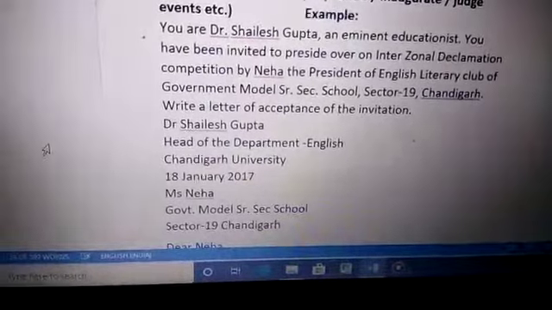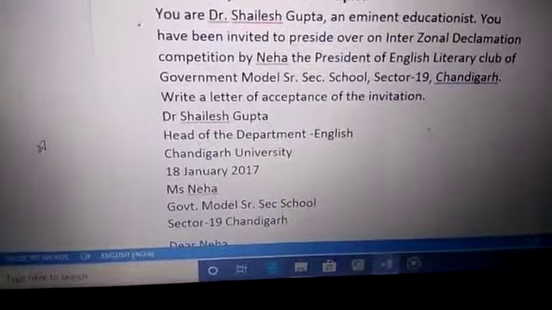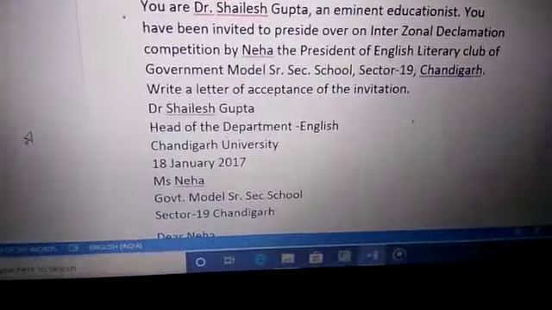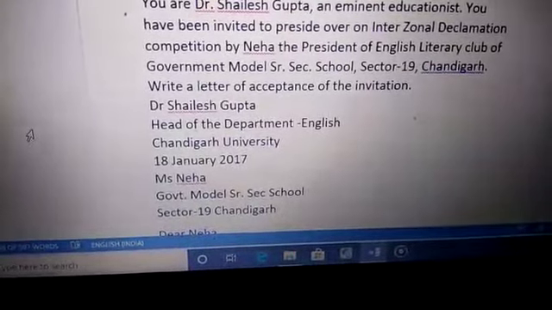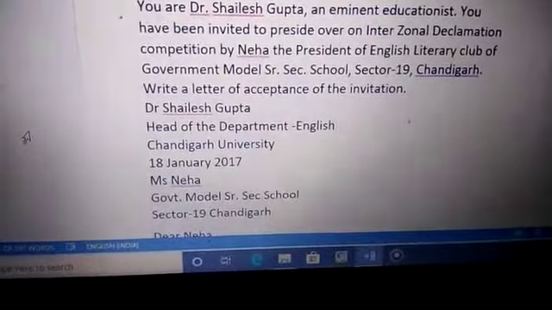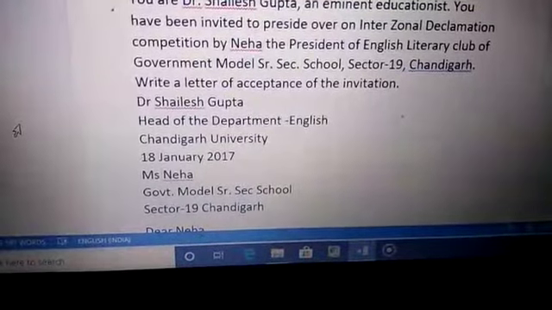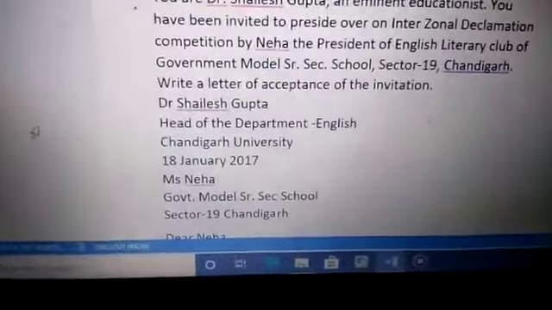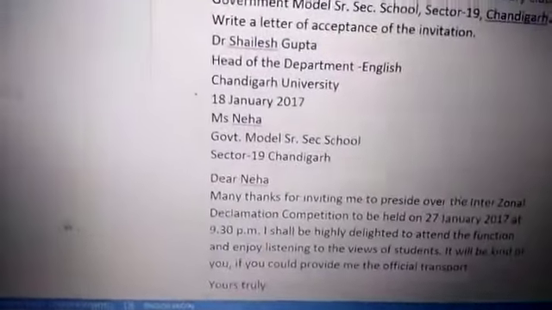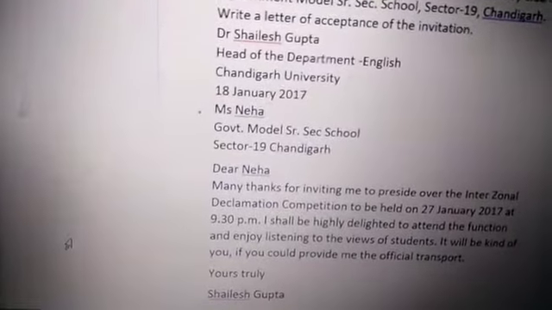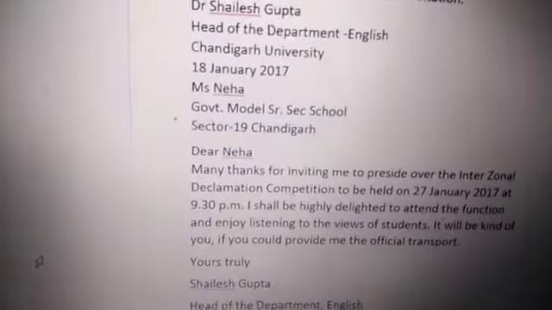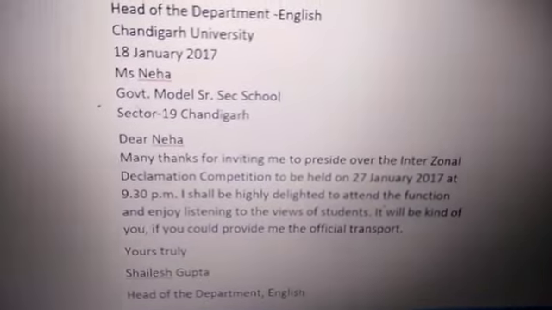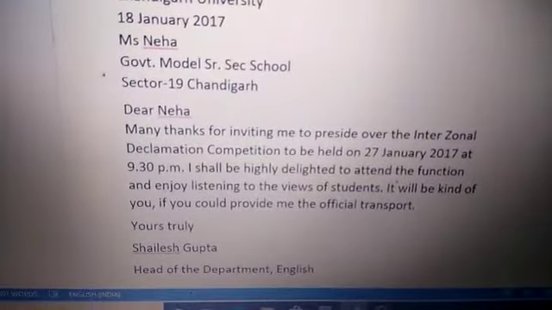You are Dr. Sailesh Gupta, an eminent educationist. You have been invited to preside over the interzonal competition by Neha, the President of English Literary Club, Government Modern Senior Secondary School. The address is given. So how would you be writing the letter of acceptance of the invitation? First would be the address of the person who is writing, that is Dr. Sailesh Gupta. Complete address, date, to the person whom he has to write.